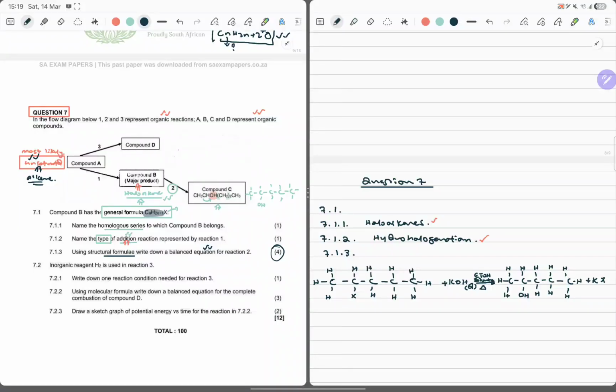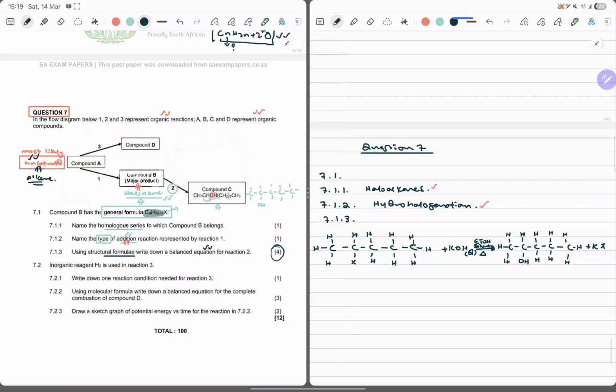Because this mild heat does two things. It breaks this OH and K, it also breaks one of these hydrogens. Of course, the halogen is the one that doesn't hold on as much as the others. If you can ask me a question, why? Why does the halogen break off more easily than the hydrogen?